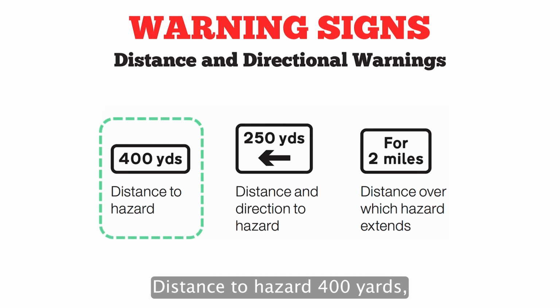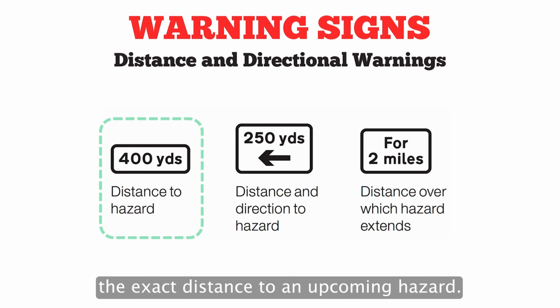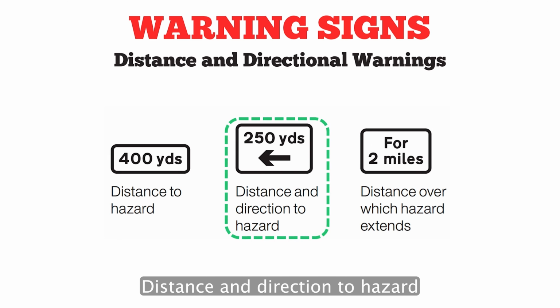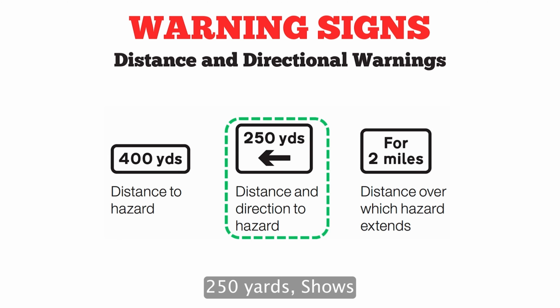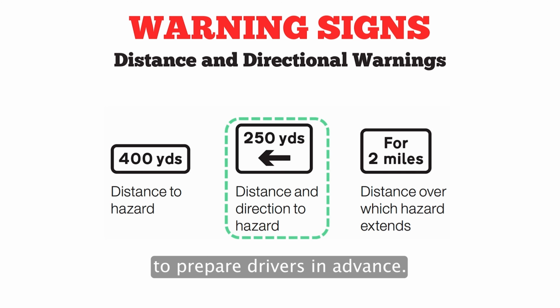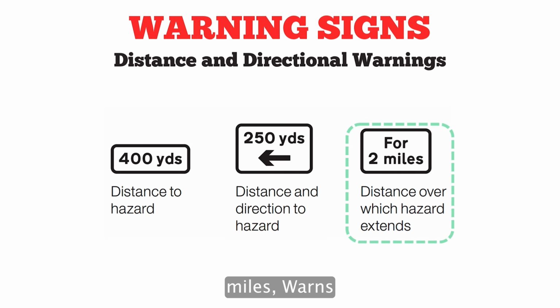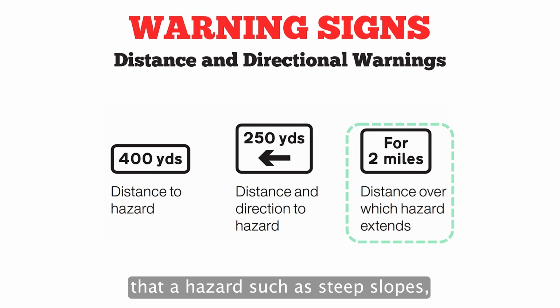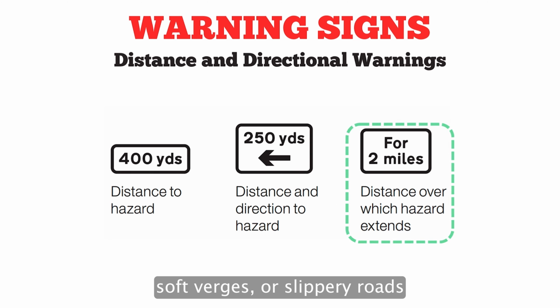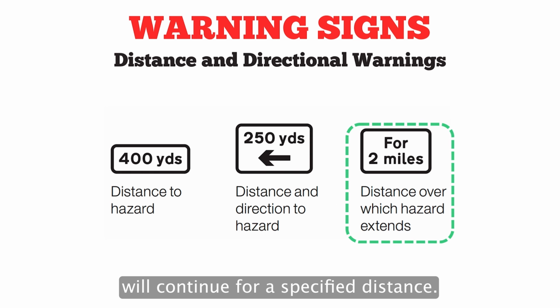Distance to hazard 400 yards indicates the exact distance to an upcoming hazard. Distance and direction to hazard 250 yards shows both distance and direction to prepare drivers in advance. Distance over which hazard extends for 2 miles warns that a hazard such as steep slopes, soft verges, or slippery roads will continue for a specified distance.